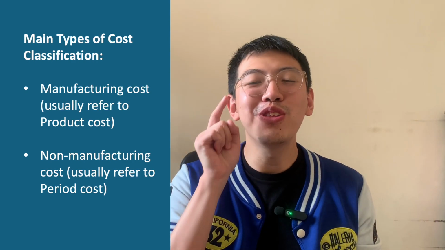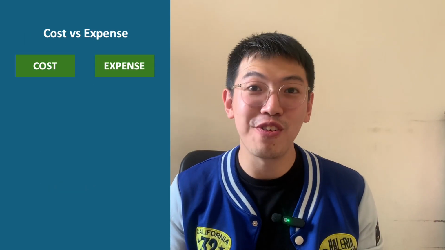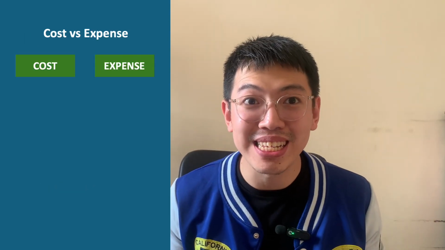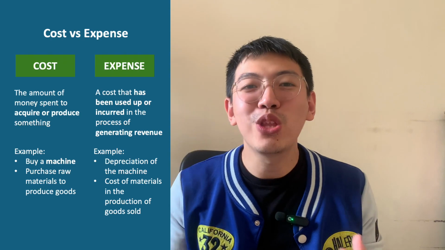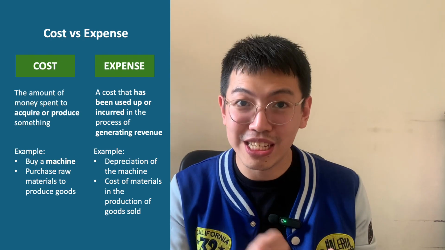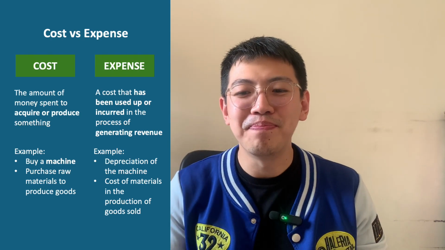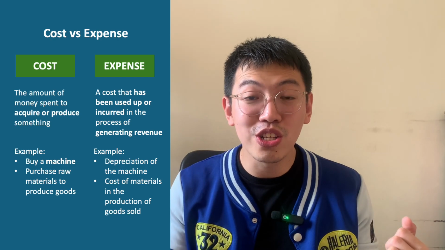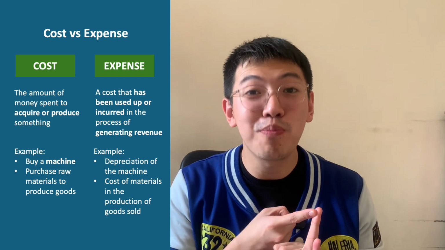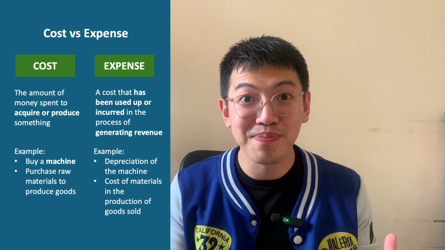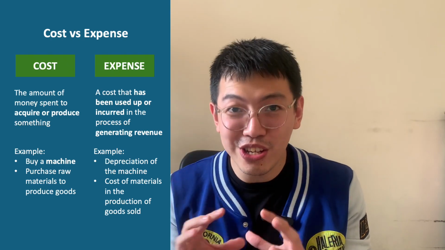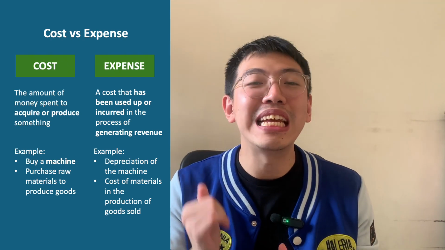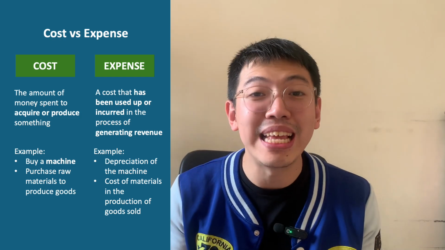At first, I want to explain to you what is the difference between cost and expense. Do you know that cost and expense are different? Cost is the amount of money spent to acquire or produce something. For example, buy a machine, it is cost. Purchase raw material to produce goods, it is cost. However, the expense is a cost that has been used up or incurred in the process of generating revenue.